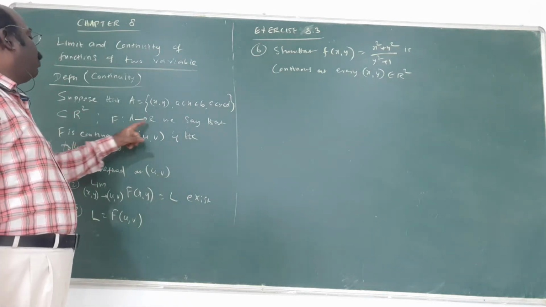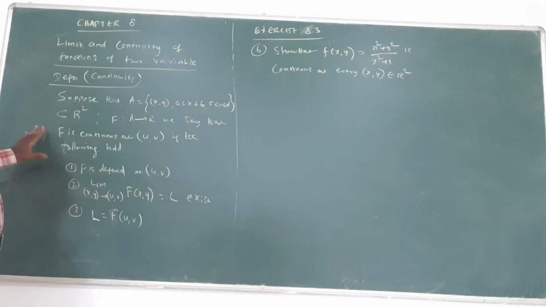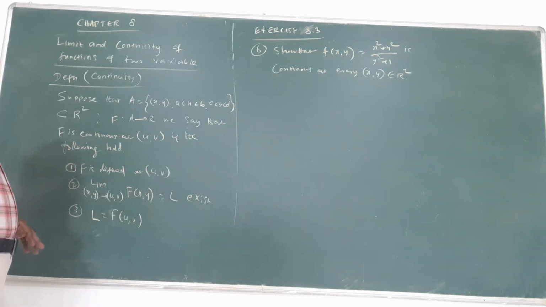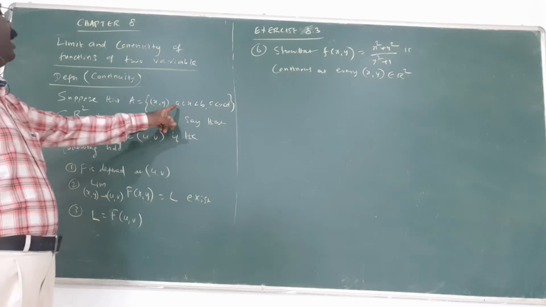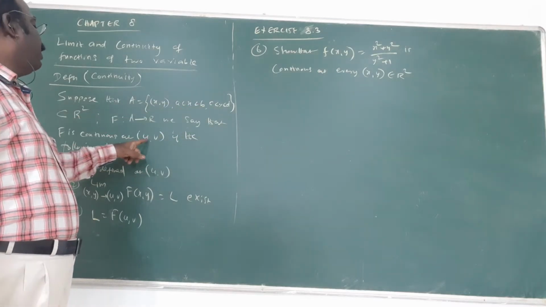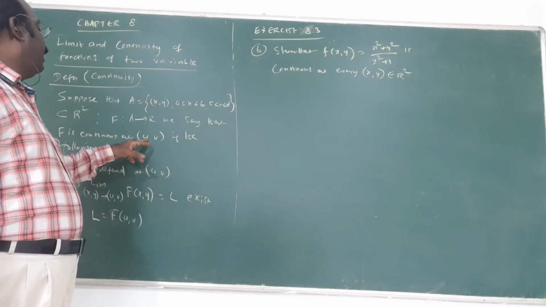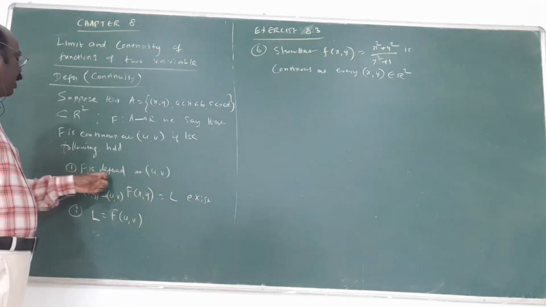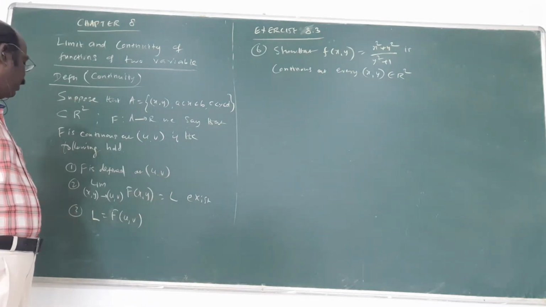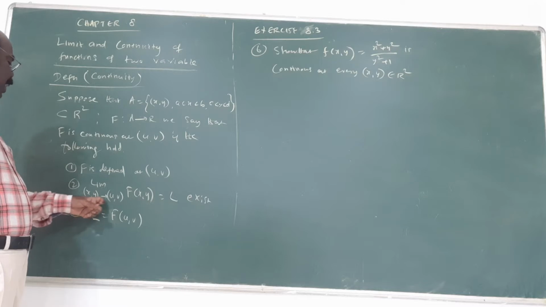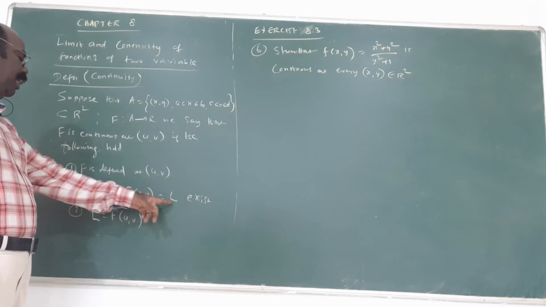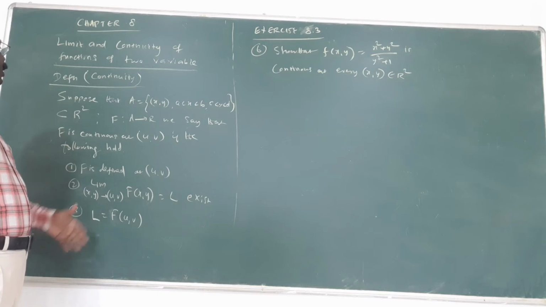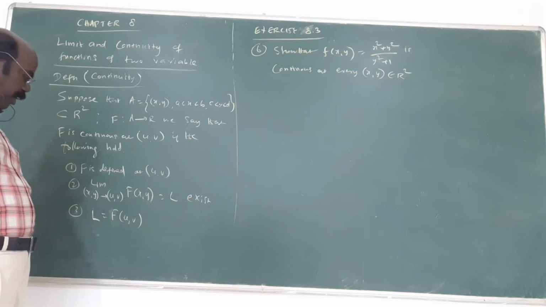F is a function from a to R, then we say that f is continuous at u comma v if the following holds. Here already a b is involved. That's why I am asking u v. Sometimes instead of u you will put a comma b. That's easy for you. The first one is f is defined at u comma v. The second, the limit x comma y tends to u comma v of f of x y is equal to L. And L is what? F of u comma v. If these three conditions are satisfied, it is continuous.